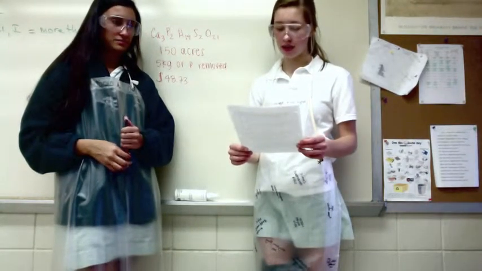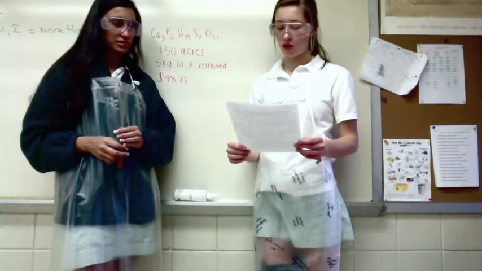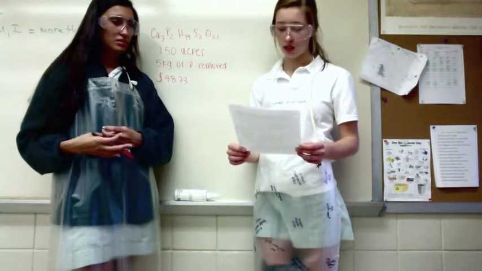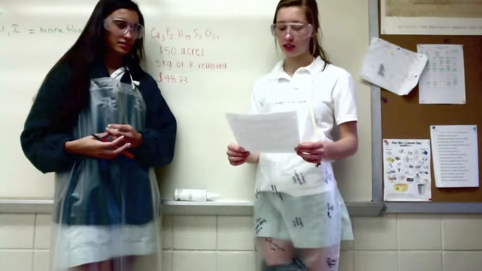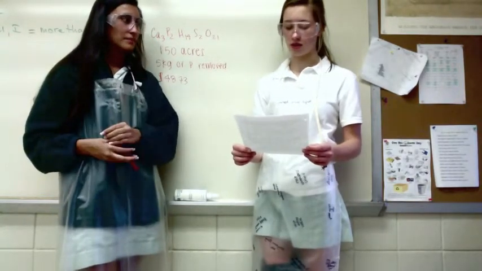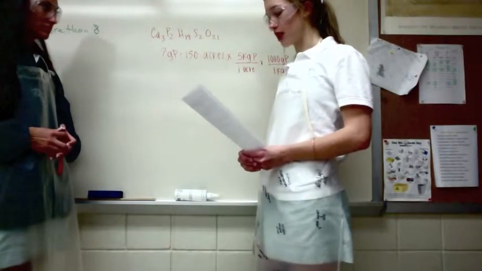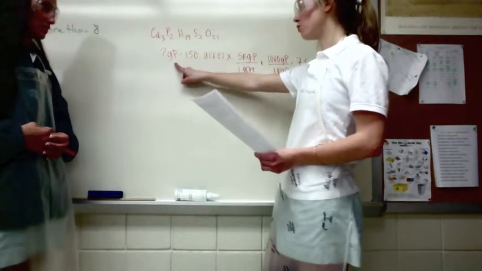First, the given is that one bag of fertilizer weighs 11,000 grams, and 454 grams equals 1 pound. With this, let's figure out how much fertilizer a farmer would need. The conversion factor is 1 acre of corn equals 5 kilograms of phosphorus.